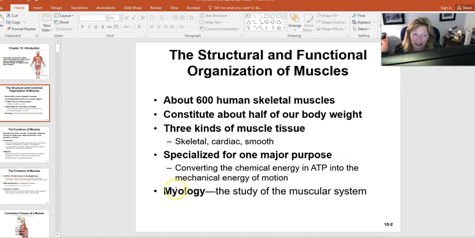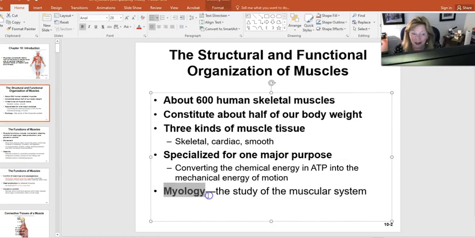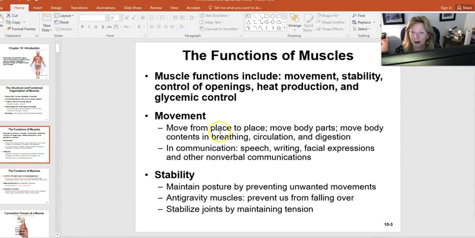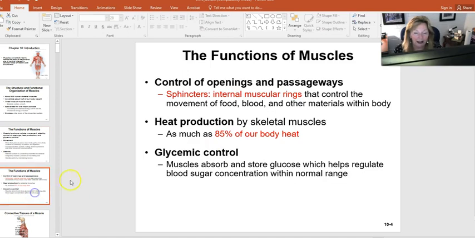So myology is a term that you should be familiar with. This is the study of, ology means the study of, the muscular system. And again, when we think about these functions, we know movement. We have movement because a muscle is attached to two bones, and as that muscle contracts, it means that we're going to be able to move from one place to another. Communication: speech, writing, facial expressions, and other non-verbal communications. Posture is important to prevent unwanted movements. And these are all functions of what we think the muscular system is doing for us.